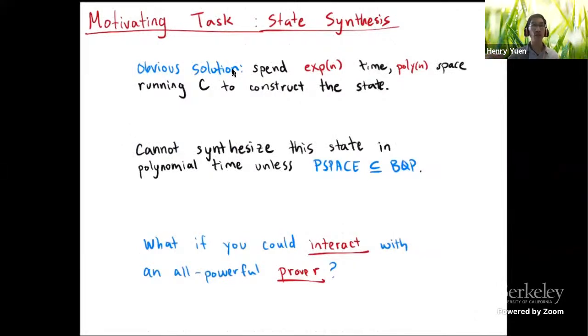I call this task state synthesis. State synthesis in general refers to, you're given some succinct description of a state and you want to prepare the state. In this case, the obvious solution is, you can just run the circuit. You spend an exponential amount of time using a polynomial amount of space to construct the state. And we don't expect to be able to synthesize this state in polynomial time unless PSPACE is contained in BQP, which we don't expect. This seems like a difficult task. But what if now you can interact with an all-powerful prover? Can you then somehow shortcut this long process to efficiently construct the state and have it in your hands?